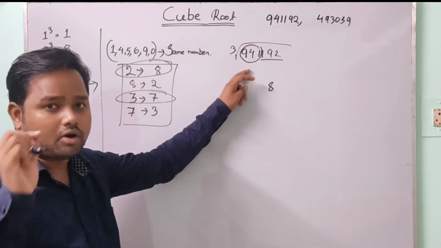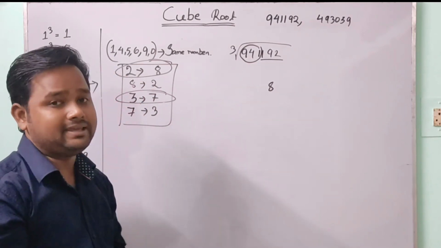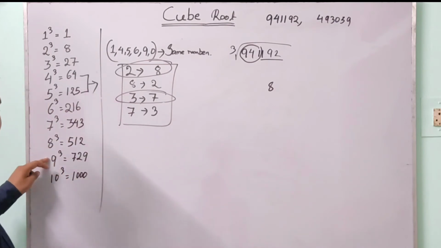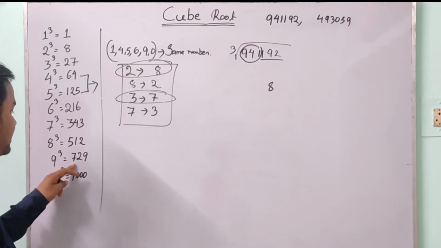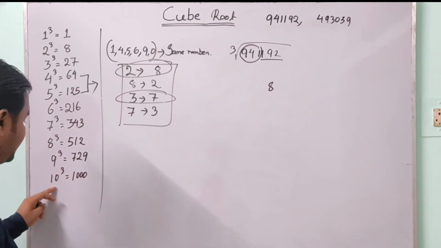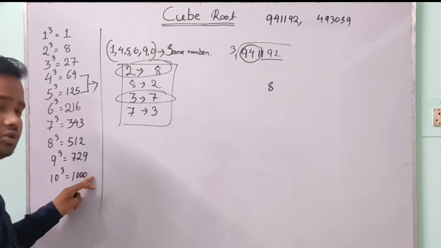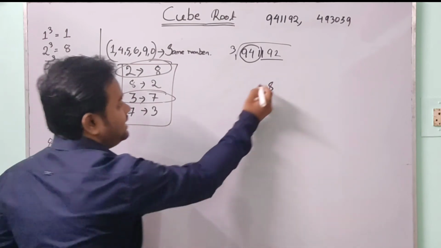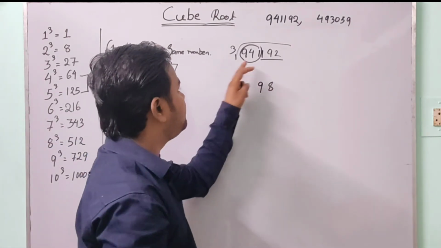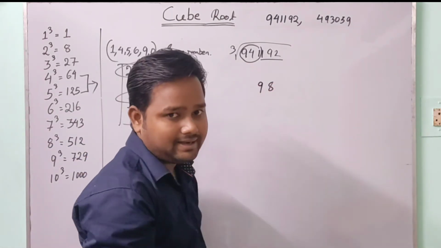The cube root of 941 will be in between 9 and 10. So 9 cube is equal to 729 and 10 cube is equal to 1000. So 941 is in between the two. So the lowest number is 9. So I will write 9 here. So the cube root of 941192 is 98.